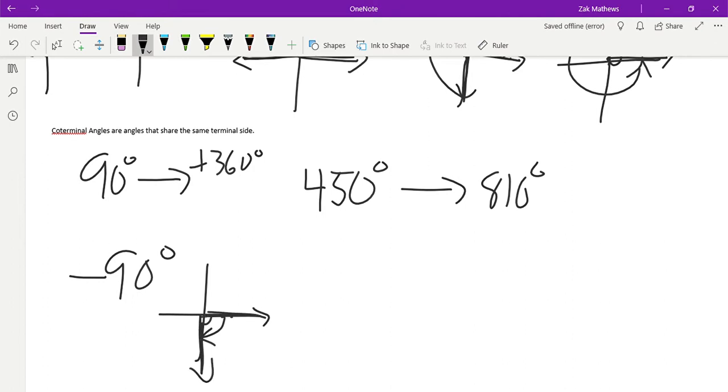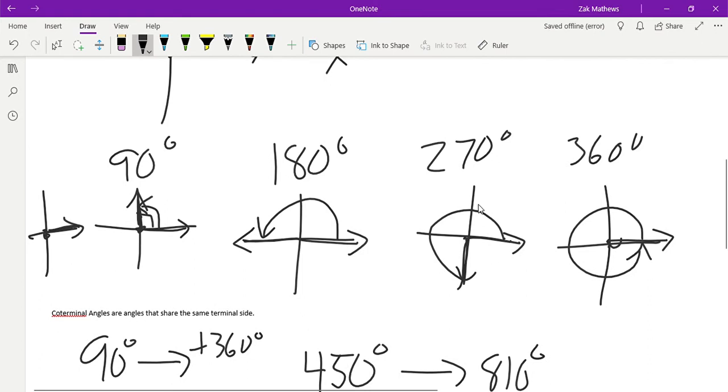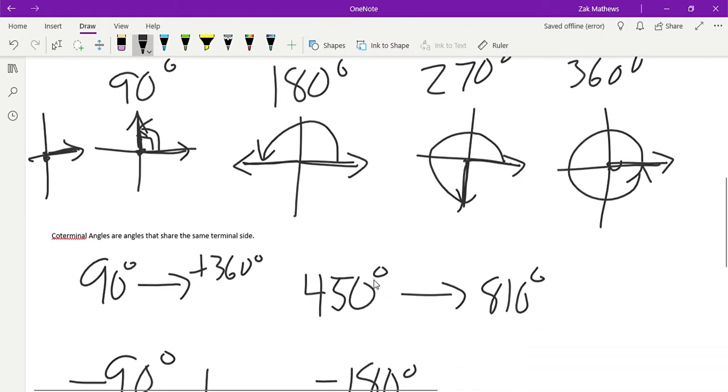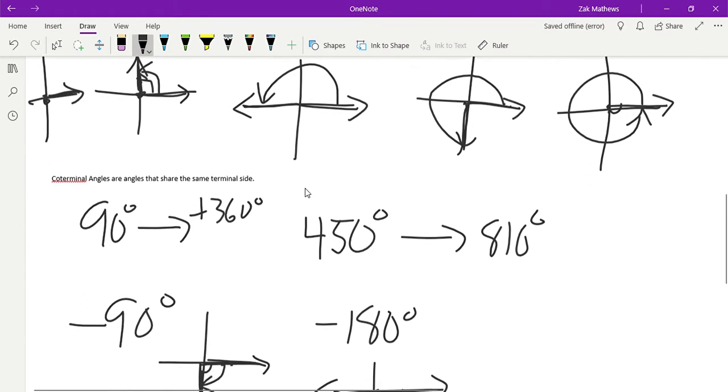If I were to travel negative 180, same idea, I'm traveling backwards, so rather than going in a counterclockwise direction, I'm going in a clockwise direction. And that would put me at the negative x-axis, starting at the positive x-axis. Well, notice negative 90 is in the same position as 270, which means those have to be coterminal angles. Negative 180 is in the same position as 180. That means they have to be coterminal angles.